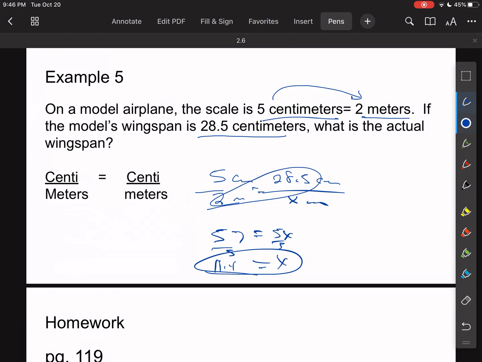So on a model airplane, the scale is 5 to 2. If the model's wingspan is 28.5 centimeters, what is the actual wingspan? This would be 11.4 meters, correct? So, that's pretty big, actually. If a meter is approximately 3 feet, so that's pretty good size, like 33, 34, 35 feet, something like that. But it's 11.4 meters is the answer to that one.